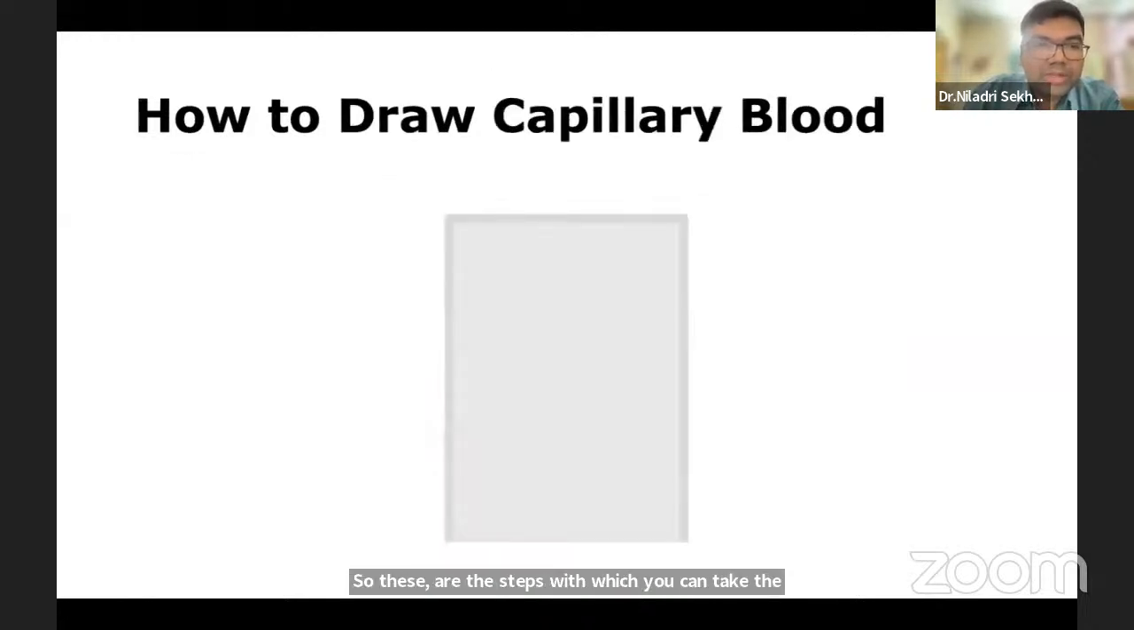Now, capillary blood. Why has the concept of capillary blood come? Because mostly in neonates it's very difficult to collect an arterial blood sample, and in small babies, if you're poking again and again, you might have complications. You won't be able to get the arterial blood. So there is the concept of capillary blood.